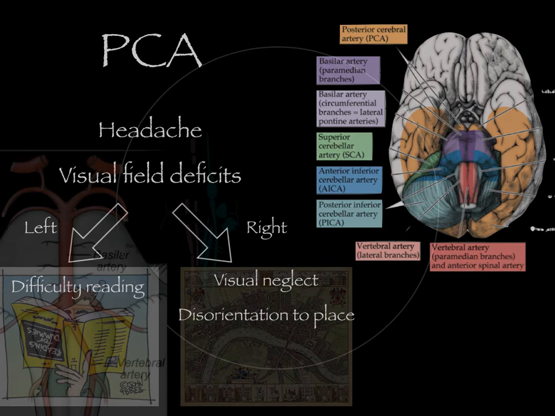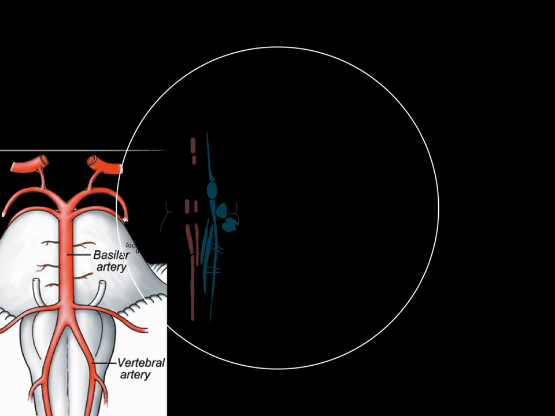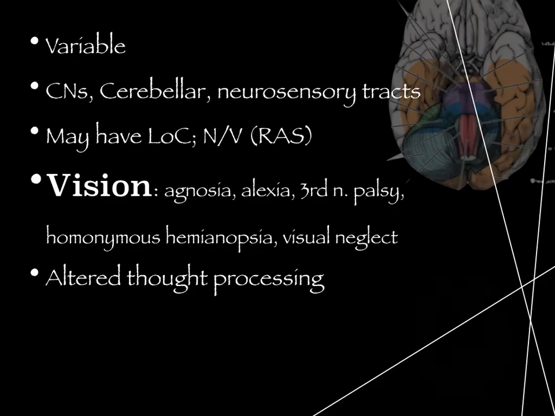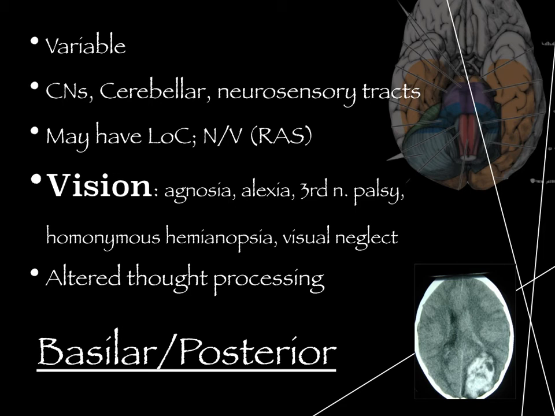All right, moving back down on the posterior circulation, we come to the basilar artery. So remember, this feeds the AICA and the PICA and then the penetrating branches. If you include the PCA, the posterior cerebral artery, then the posterior circulation is responsible for 20% of strokes. So it's probably important that we know at least some basics about these. Now, these can be variable.